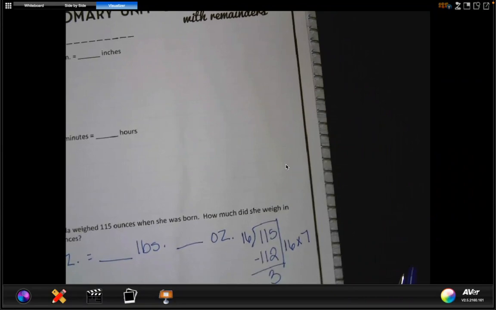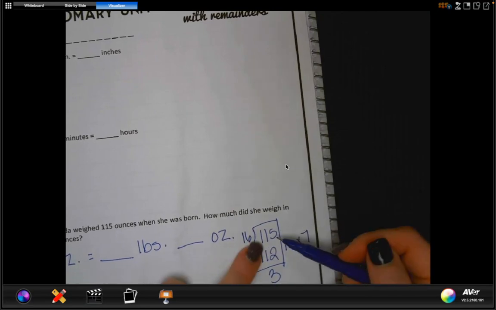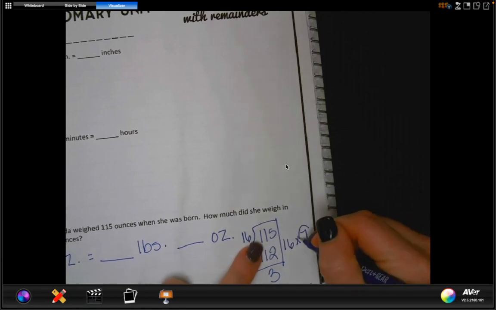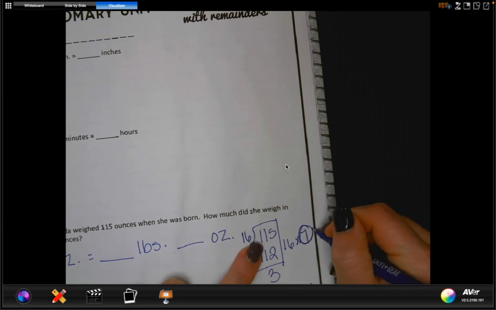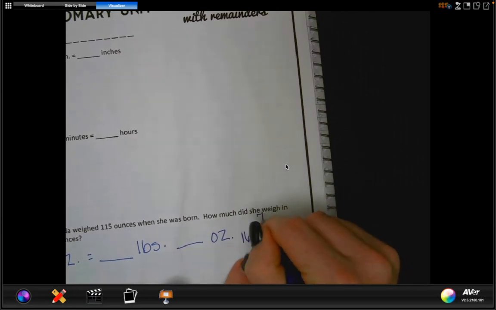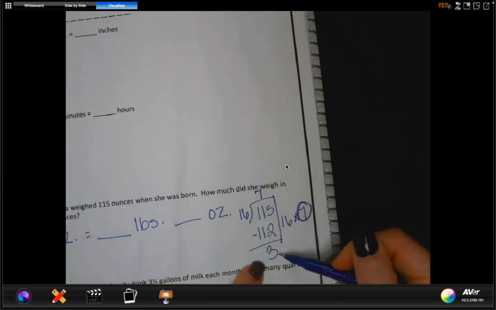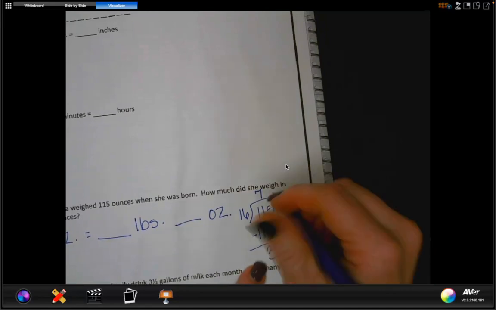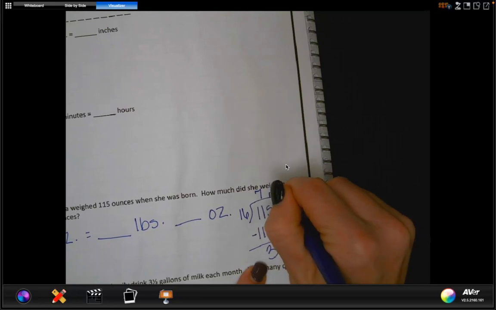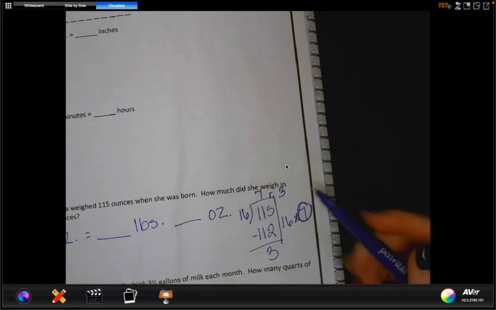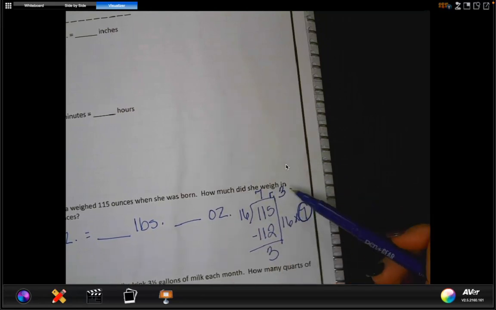All right, so the division problem is done. We've done everything that we need to do here. So now we just need to write our answer. 16 went into 115 seven times. We can see that right here on our big seven problem. And this number down here at the bottom is what we had left over. We call that number the remainder. So our answer to the division problem is 7 remainder 3.